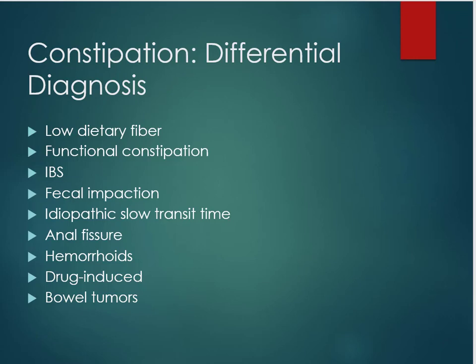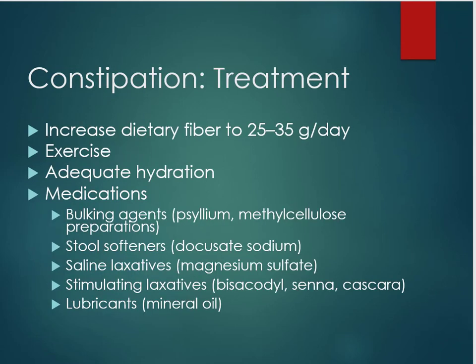The differential diagnoses for this patient may include low dietary fiber, functional constipation, IBS, slow transit, anal fissures, hemorrhoids, drug-induced issues, or bowel tumors. So you've identified what the issue is with the constipation, and now we need to treat it. So the patient needs to increase dietary fiber to anywhere from 25 to 35 grams per day.